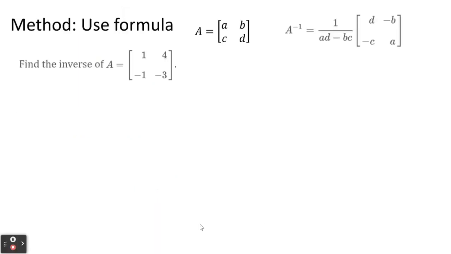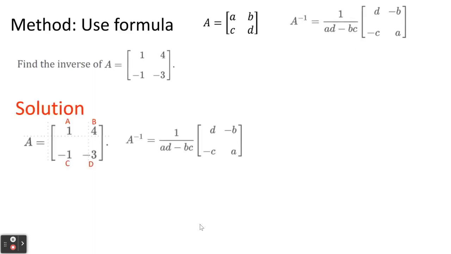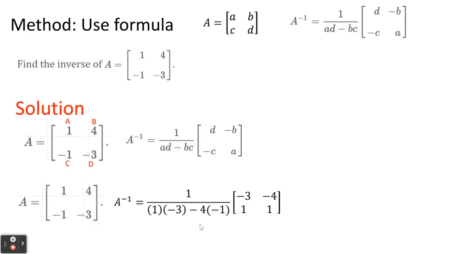Okay. The third method is going to be using this formula. So here, in my solution, I went ahead and labeled these A, B, C, and D. So you can see the formula right next to it. So we're going to multiply a times d. So a is 1 and d is -3, minus b. B is 4 and c is -1.